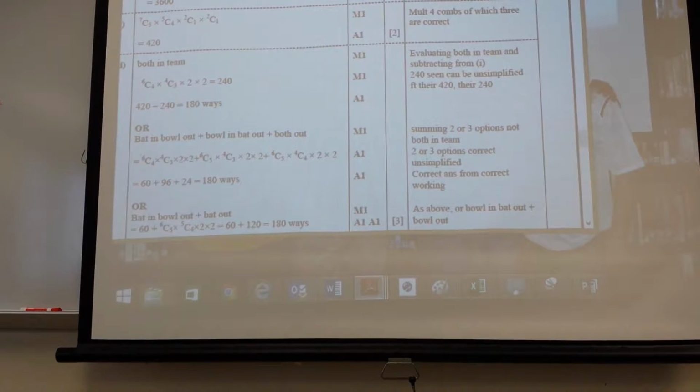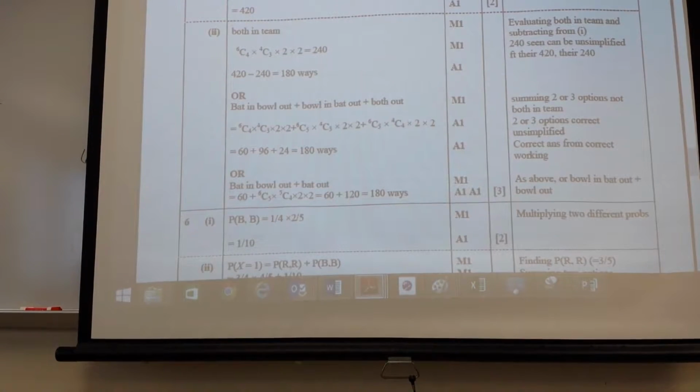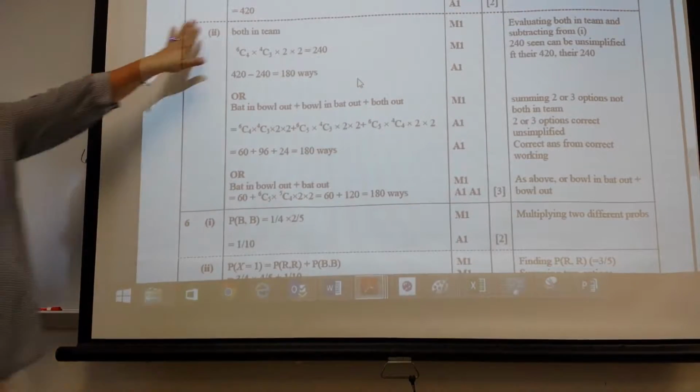Mark scheme? Say it again? The mark scheme? Yeah, I pulled up the mark scheme for you all. Okay, so this is the one we're looking at. I think we all understand this part.